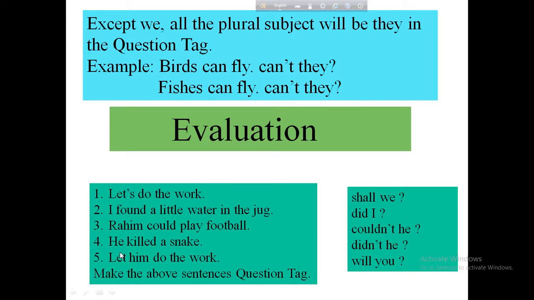Couldn't he? He killed a snake. So what is the verb? Killed, verb 2. So of course did. Statement is affirmative, so the tag will be negative. Didn't he? Let him do the work. Let him means an imperative sentence. So will you? So make the above question tags.